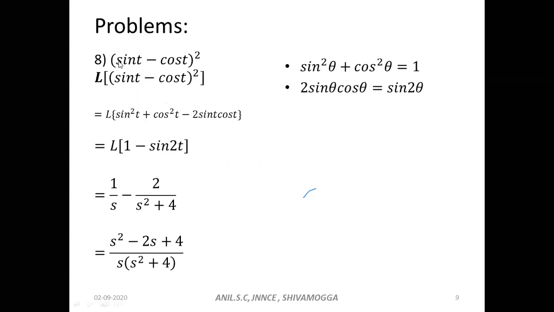Find the Laplace transform of sin t minus cos t whole square. Clearly, this takes the a minus b whole square form. Its expansion will be a square plus b square minus 2ab. A square is sin square t, plus b square is cos square t, minus 2ab is 2 sin t into cos t.